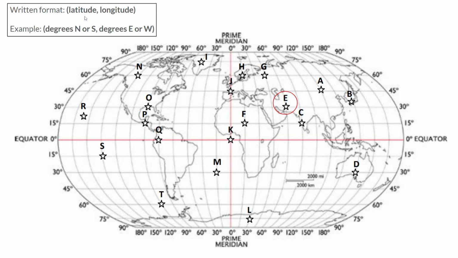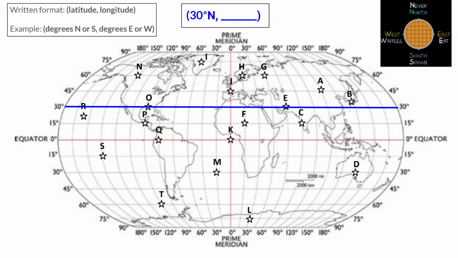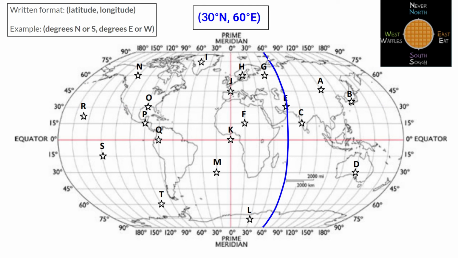So let's start with the latitude. How many degrees north and south of the equator is E? Well, here's my latitude, my horizontal line. It looks like E is 30 degrees north of the equator, right? So I'm just going to write 30 degrees north up here at first. Next, I need to find my longitude, my vertical line. This is my prime meridian, 0 degrees. How many degrees east or west of the prime meridian is location E? It looks like location E is 60 degrees east of my prime meridian.